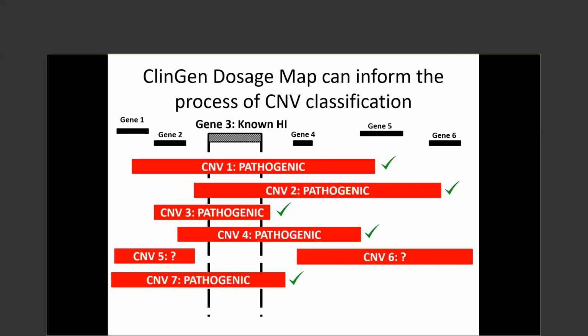However, if we have evidence to suggest that gene 3 is a known haploinsufficient gene, we can update the classification of all the deletions that completely include that gene to pathogenic. In this figure, that includes CNVs 1, 2, 3, and 7. And even though CNVs 5 and 6 overlap the others, they don't include gene 3, and so we can't classify those as pathogenic without further evaluation. You can imagine that this type of information could also be used to resolve discrepancies between labs. So, say CNVs 1, 2, 3, and 7 all had different classifications from different labs. The dosage sensitivity curation for gene 3 could prompt a resolution of those discrepancies.